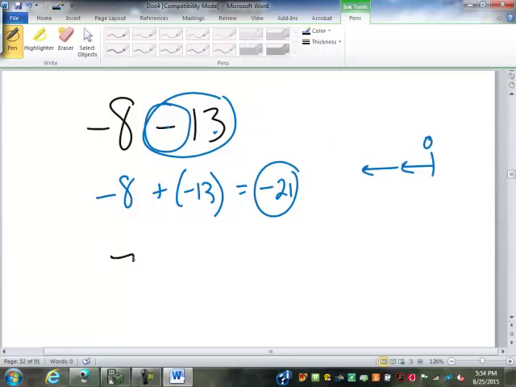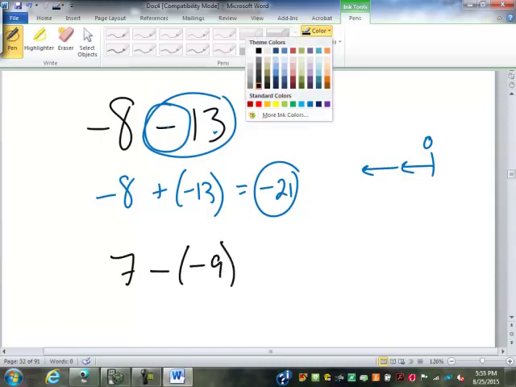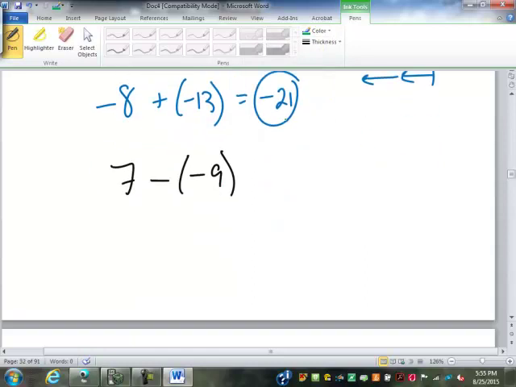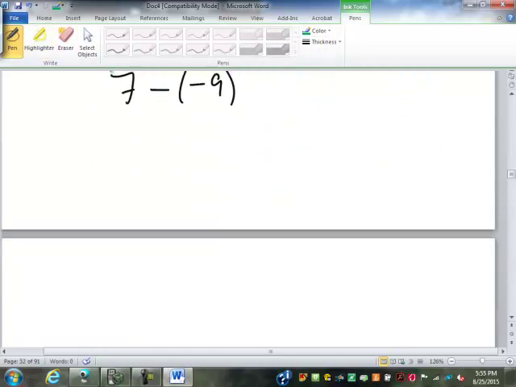We might have 7 minus negative 9. Again, this subtraction means add the opposite of what follows it. So it'd be 7 plus, well, the opposite of a negative 9 is a positive 9. So that's just 7 plus 9, or 16.